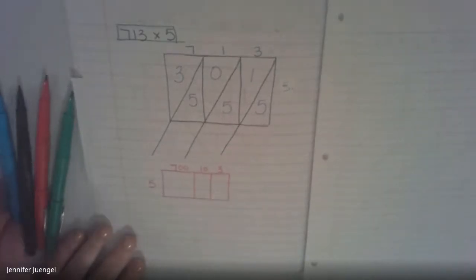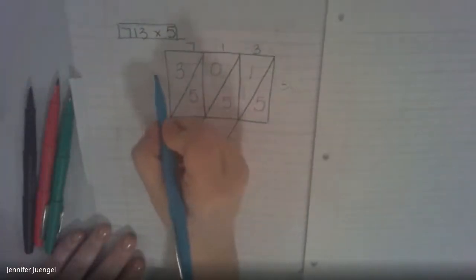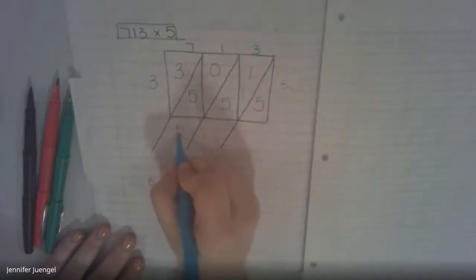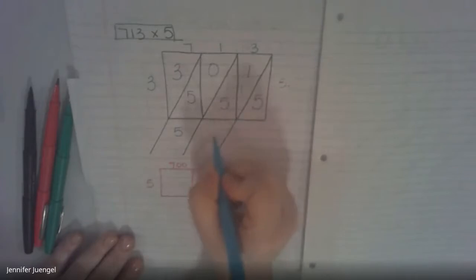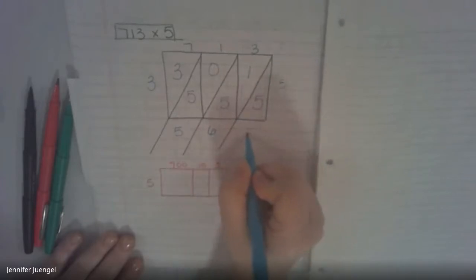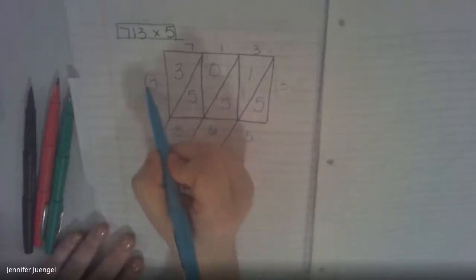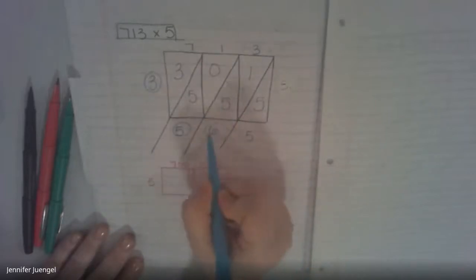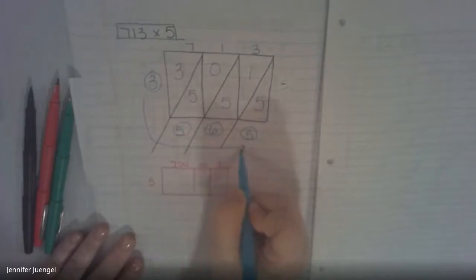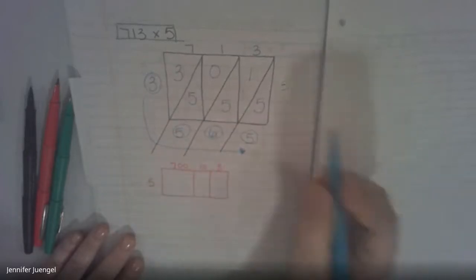Now I need to do my addition. So 3 plus 0 is 3. 5 plus 0 is 5. 5 plus 1 is 6. And 5 plus 0 is 5. Now that I've got all of my addition done, I'm going to go around, ring around the rosy kind of thing here, and put my numbers in order.